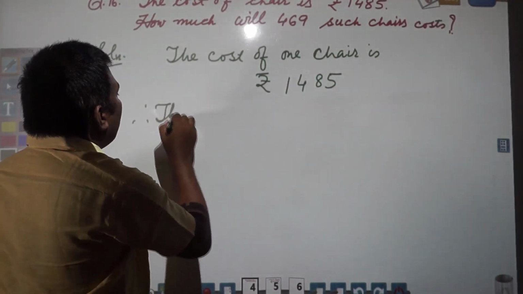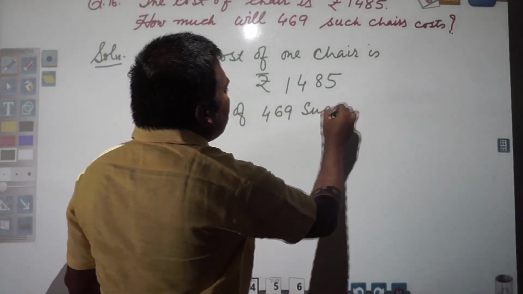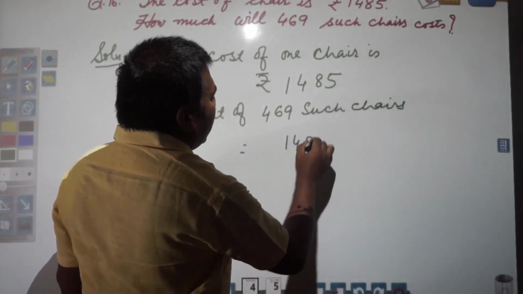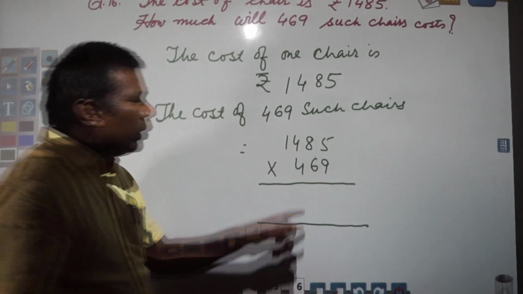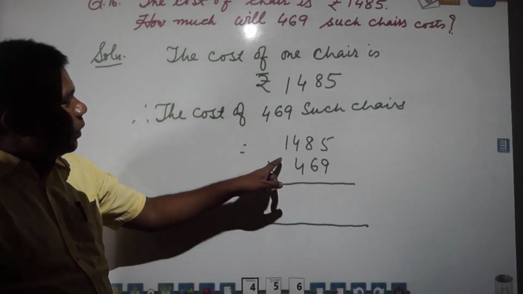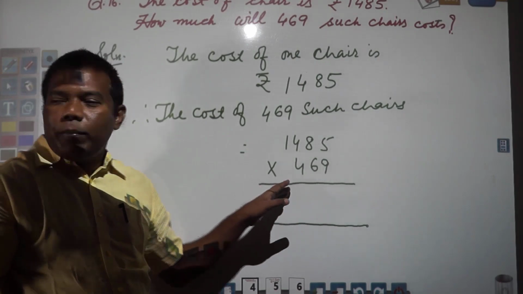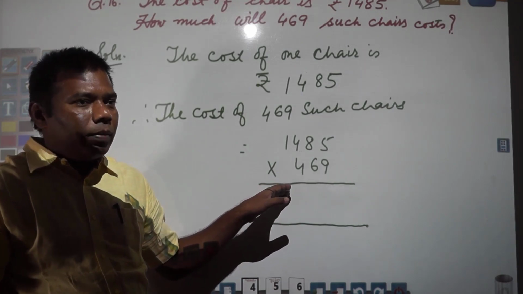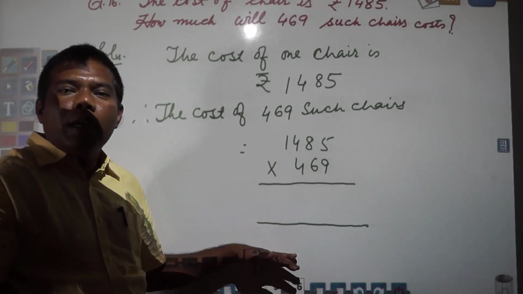Therefore, the cost of 469 such chairs will be 1485 into 469. Just multiply these numbers and you will get the answer. So here you see 1485 and 469. I think in class 6 it is not required to be told how to multiply, so you should be able to multiply yourself. Whatever number you get, that will be your answer.